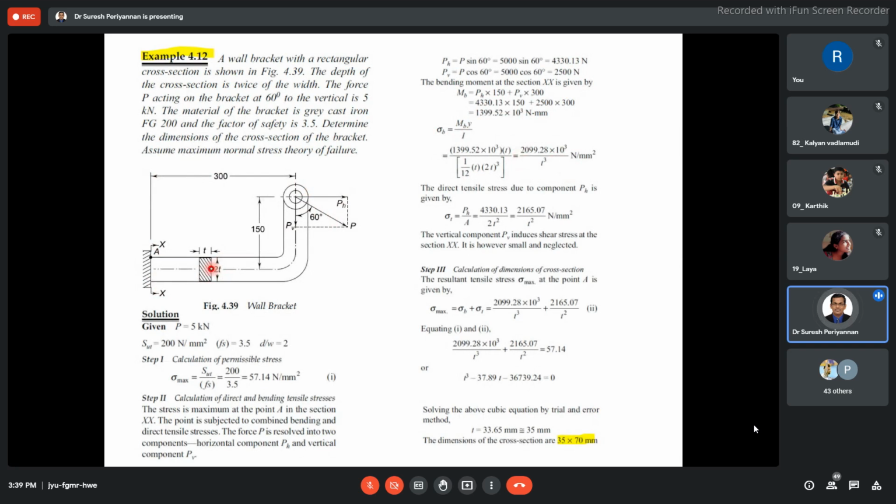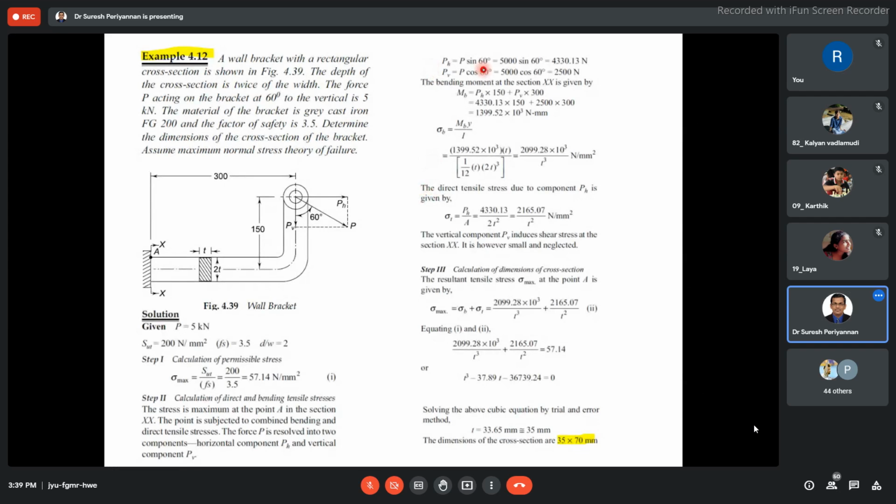Now, this bracket is subjected to direct tensile load. When the force is acting, it is going to be subjected to tensile load. Then find the tensile load. Which force should I consider for the tensile load? Please tell me, PH or PV, for finding the tensile load. Someone, please reflect. While the beam is subjected to tensile load, which load should we consider for finding the tensile stress? PH or PV?